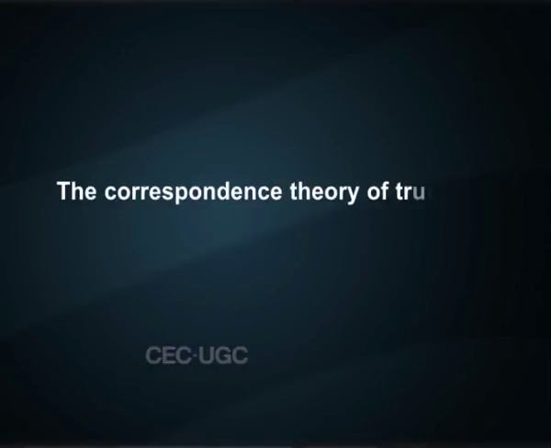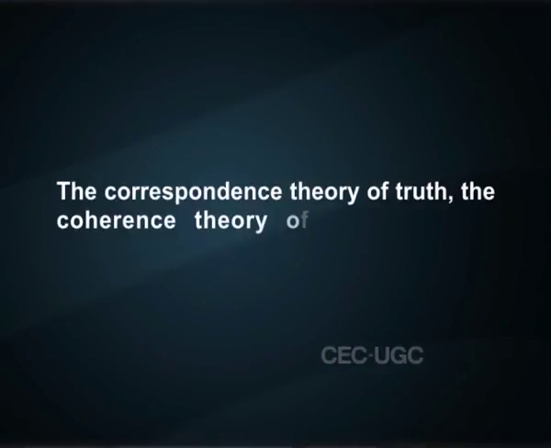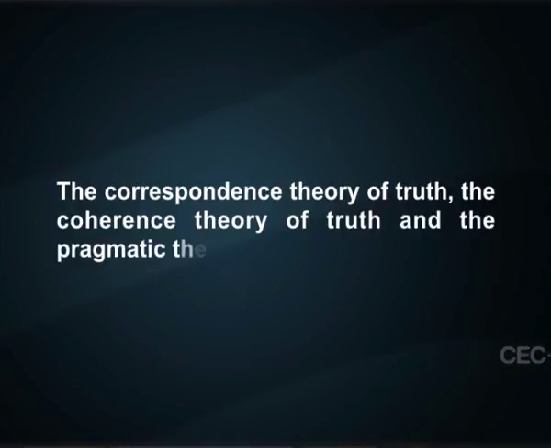In the history of philosophy, philosophers have attempted to explain the meaning of the concept of truth in different ways. Three of these explanations are important: the correspondence theory of truth, the coherence theory of truth, and the pragmatic theory of truth.